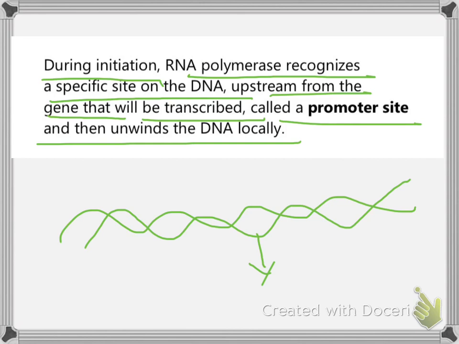So before starting the transcription, the RNA polymerase recognizes a specific site, that is a promoter site, which is present at the upstream end of the DNA to be transcribed. So first the RNA polymerase recognizes that specific site known as the promoter site, then binds to the promoter site and then unwinds the DNA locally.